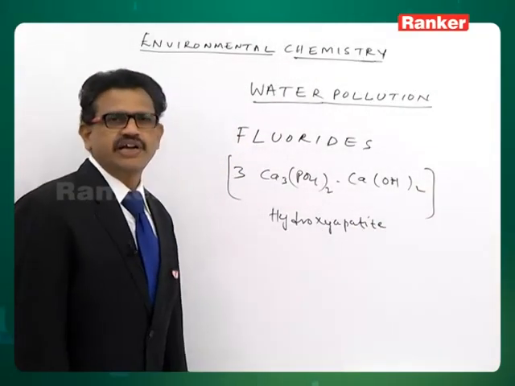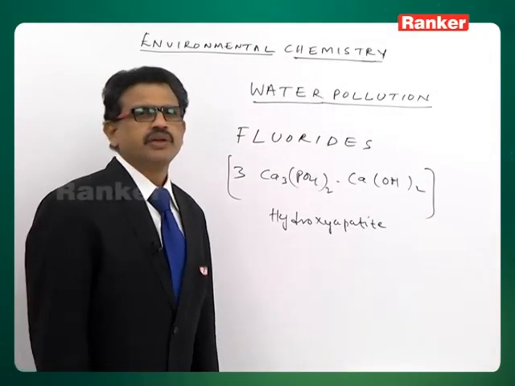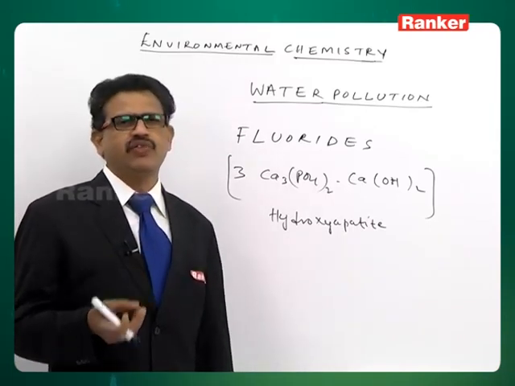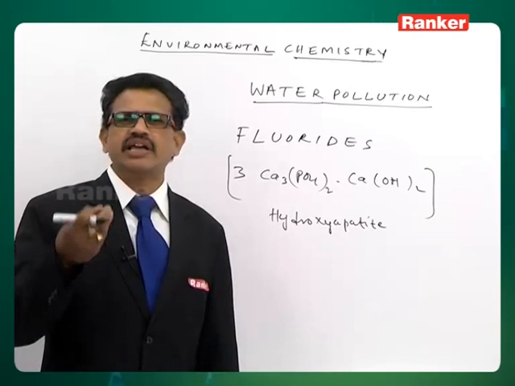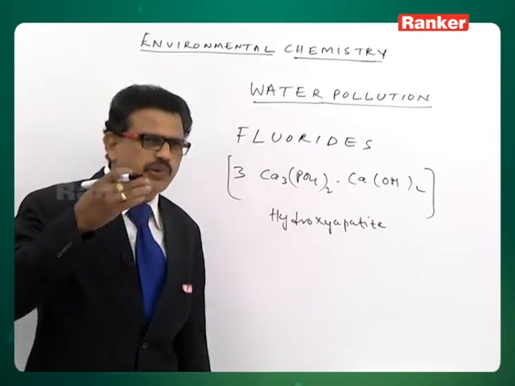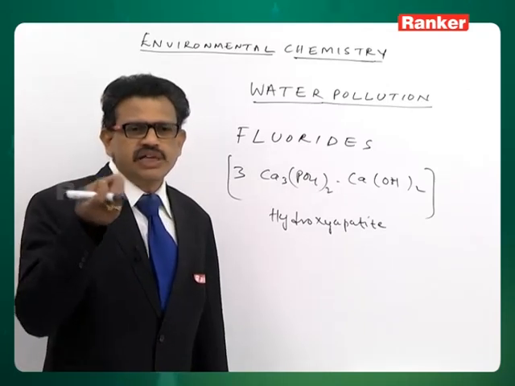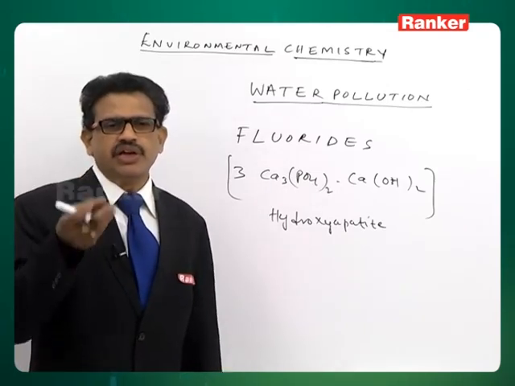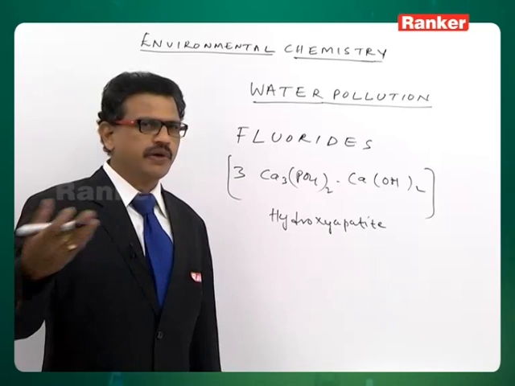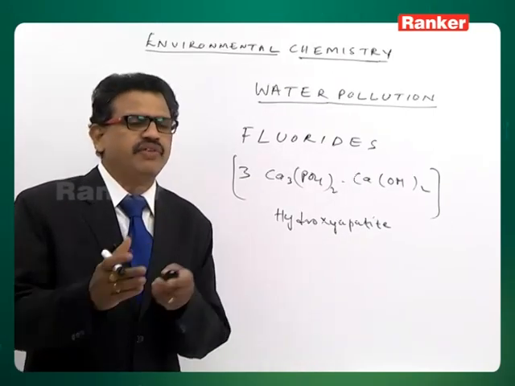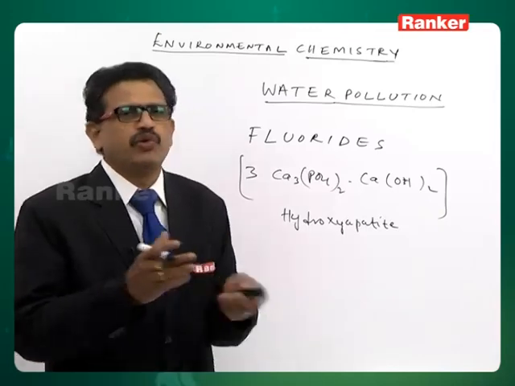This hydroxyapatite is produced when fluoride ions combine with the enamel of the teeth and convert it into a very much harder substance, and that will be useful for us. The enamel on the surface of the teeth will be converted into much harder fluorapatite when it combines with fluorine.